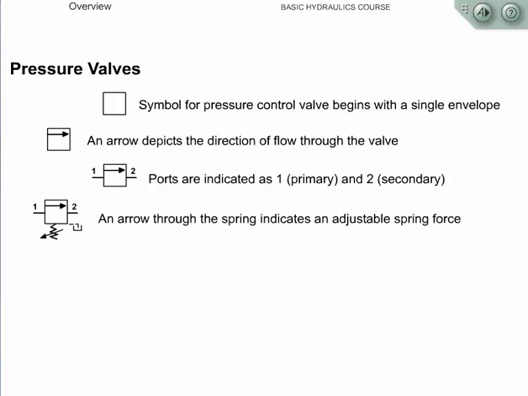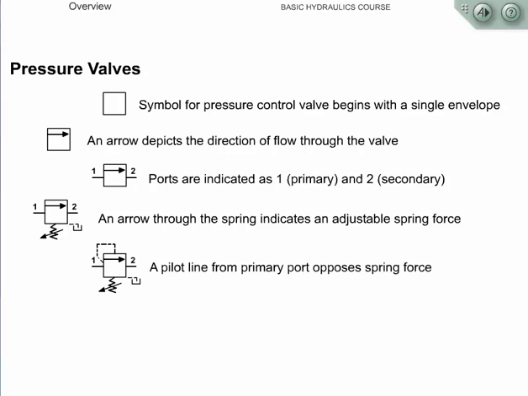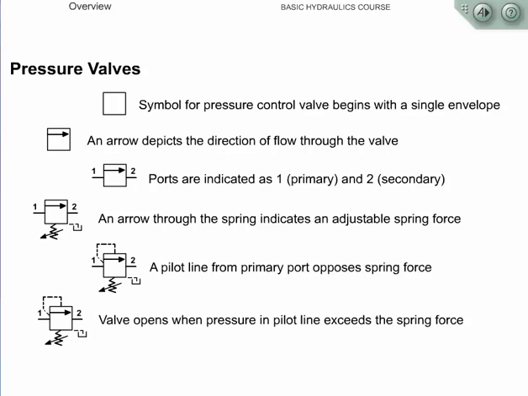The spring located perpendicular to the arrow indicates that the spring force holds the valve closed. An arrow diagonally through the spring indicates that the spring force is adjustable. Pilot pressure opposes spring force. This is indicated by the dotted line running from the primary port perpendicular to the arrow opposite the spring. When the hydraulic pressure piloted from the primary port exceeds the force of the spring, the valve moves to the open position, aligning the primary and secondary ports.